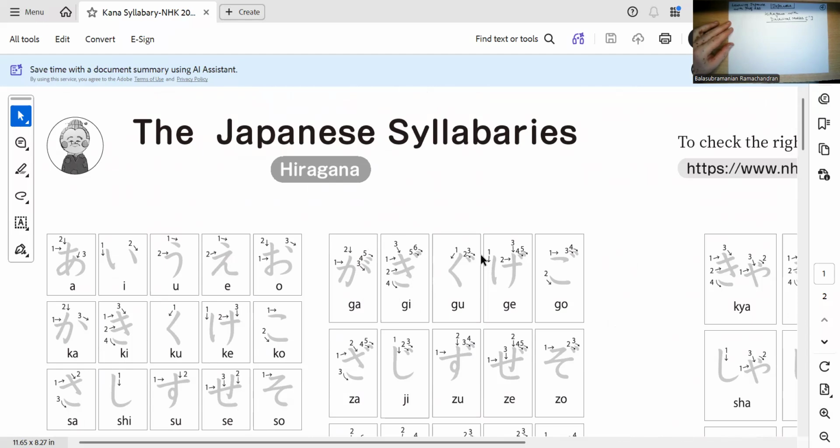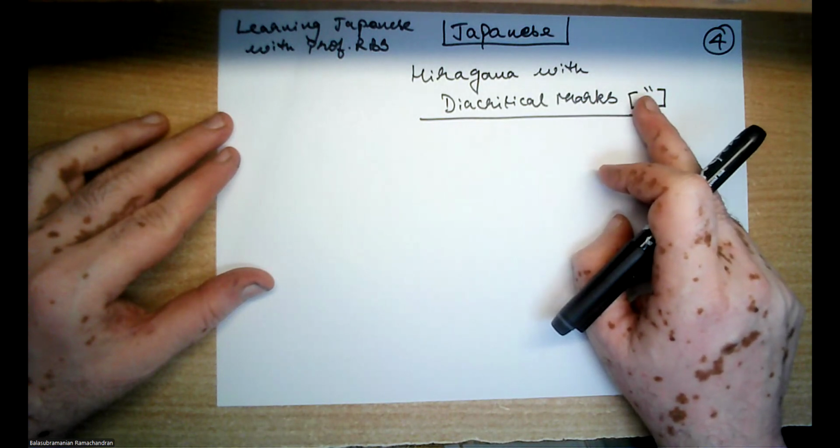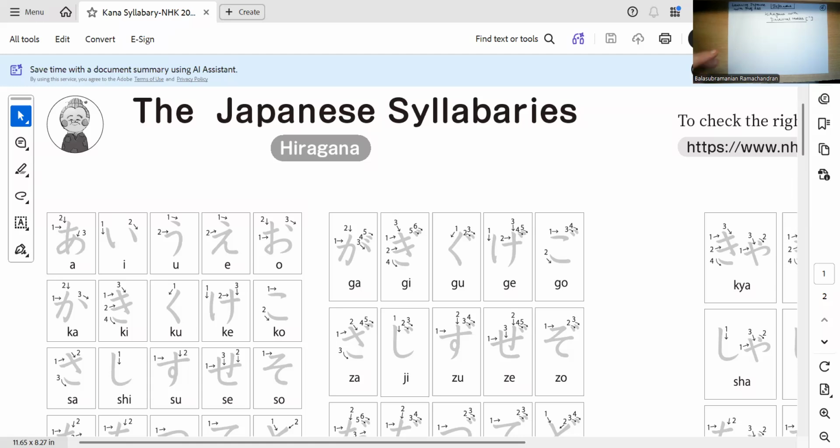And what are these diacritical marks? They are these diacritical marks. When you add these two diacritical marks to ka, it becomes what? I'll just share screen and it will become clear to you. So it becomes ga. If you write ka and add these two diacritical marks, it becomes ga. So essentially you are not learning any new letters. You are just adding diacritical marks and then looking at different sounds.